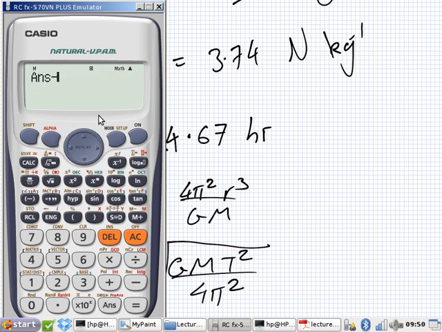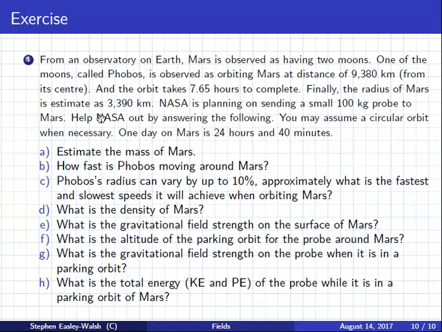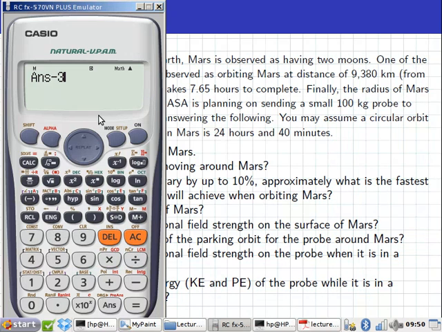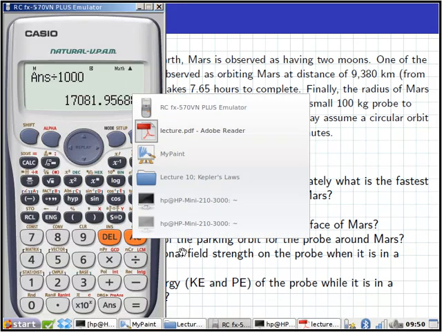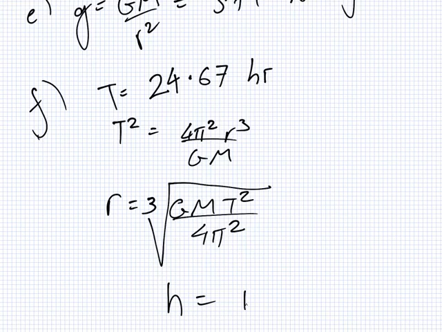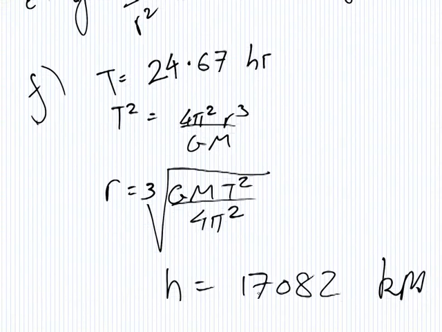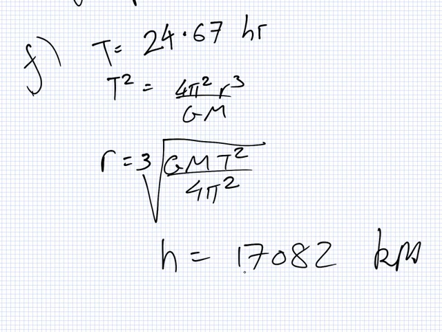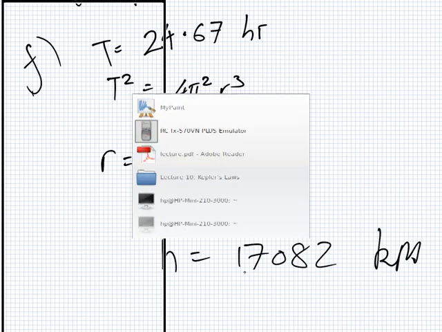Right, minus 3390000. And we'll make this kilometers. 17,082 kilometers for the altitude. What? 17.1 megameters. True. That's true.